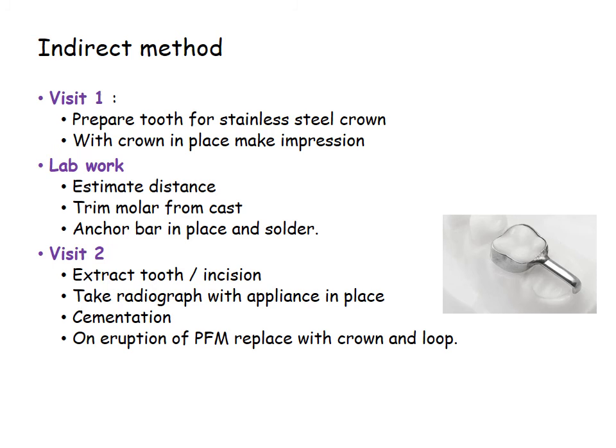And in the second visit you extract the tooth, after which a radiograph is taken. Once the appliance is placed, a radiograph is taken, and then cementation is done, and on eruption of the first permanent molars, replace the appliance with a crown and loop.